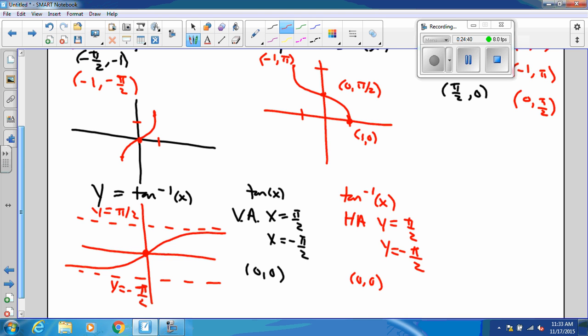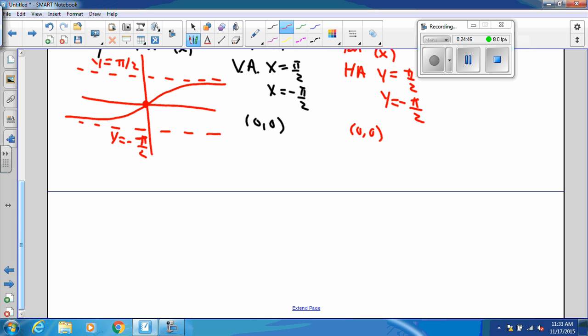By the way, a fun fact about inverse tangent is that because it has this horizontal asymptote, it actually has a limit at infinity. So the limit as x goes to infinity of inverse tangent of x is simply equal to pi over 2, and I don't compute that limit with any algebraic anything. I simply read it straight off the horizontal asymptote.